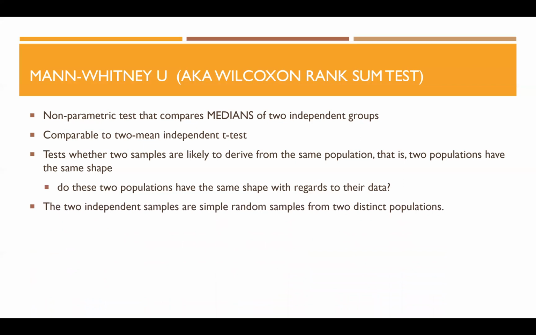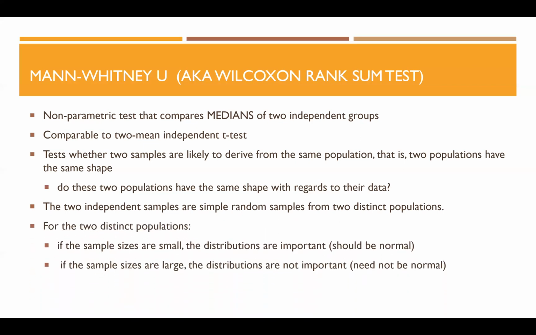We still have to assume that we have simple random samples, that every item in the population had a chance to be selected. Again, ideally, if we have a small sample, we want to think about the distribution, but it doesn't have to be normal if we're using the non-parametric test. If we have a large sample, again, we could use the central limit theorem and force it to be normal, or we can run the non-parametric test.